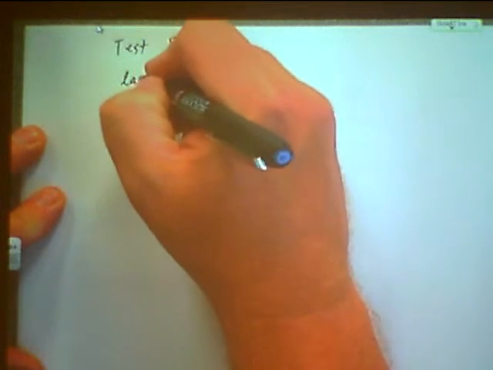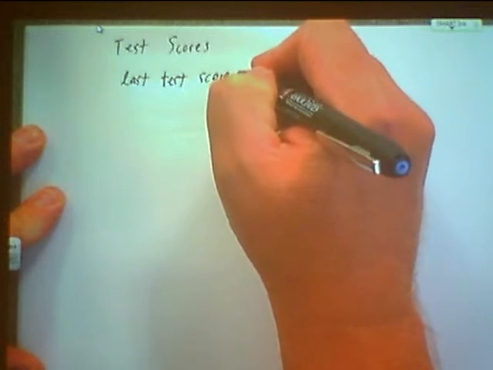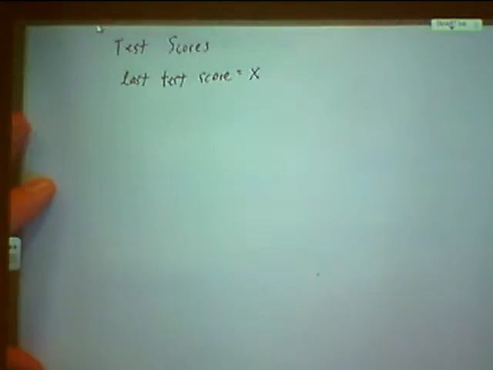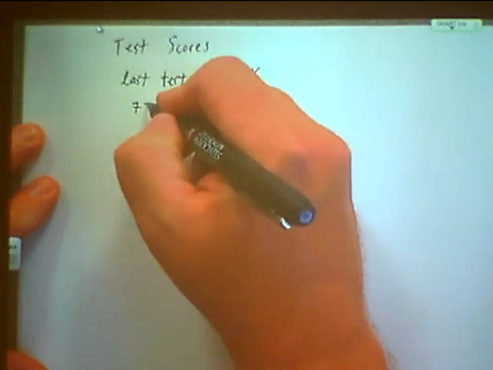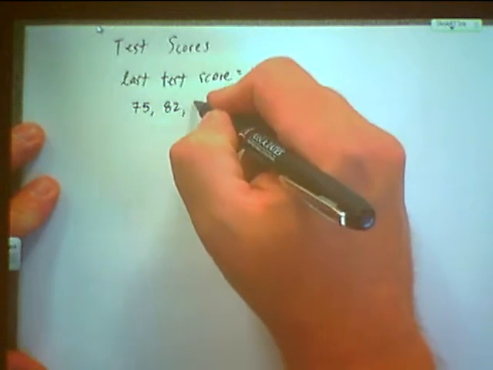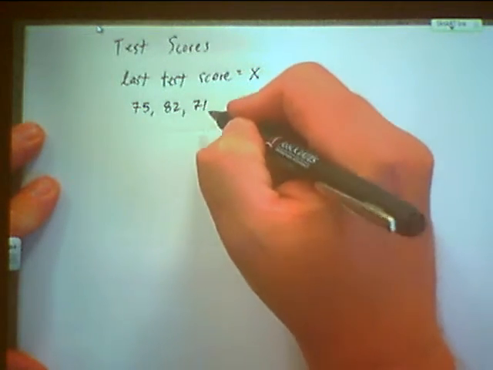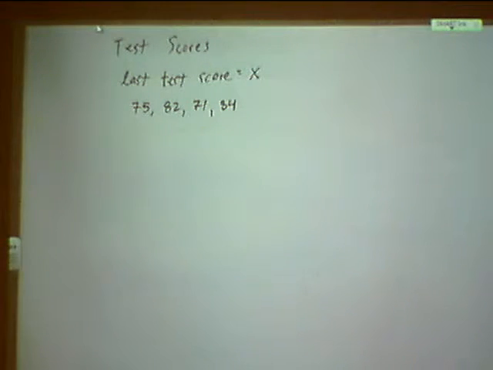So I can say the last test score is my variable x. Now you have to think what's going on. So far, it looks like he's taken 4 tests. On the first test he got a 75, then an 82, then a 71, and then an 84. Now how do we go about figuring out an average test score?